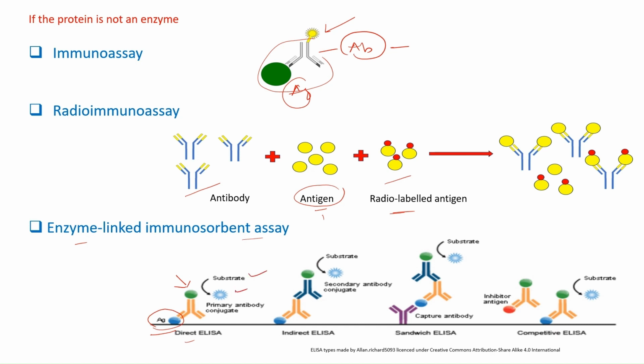In the case of indirect ELISA, the antigen is bound to the plate. Over that antigen, the primary antibody is bound, but this primary antibody cannot convert the substrate into product. So we need a secondary antibody. This secondary antibody is linked with an enzyme and can convert the substrate into an observable product. So by seeing the observable product, we can quantify the amount of antigen present in the sample.